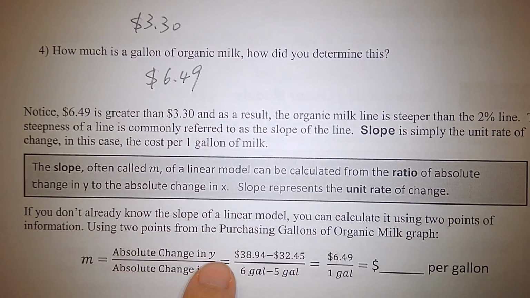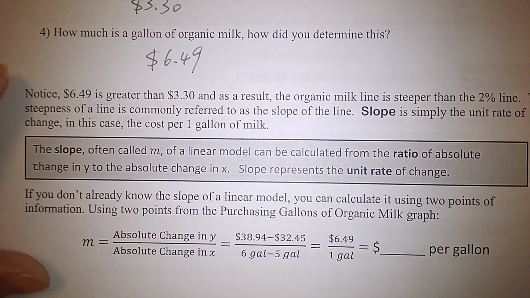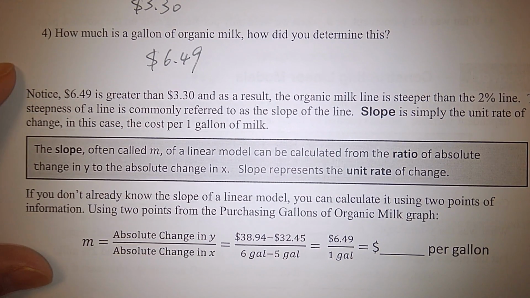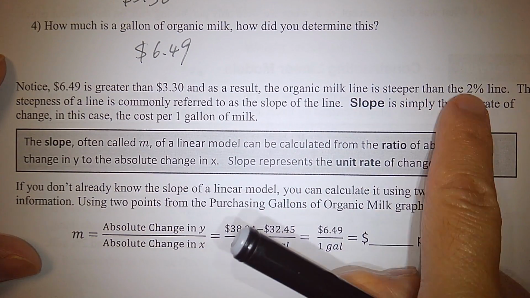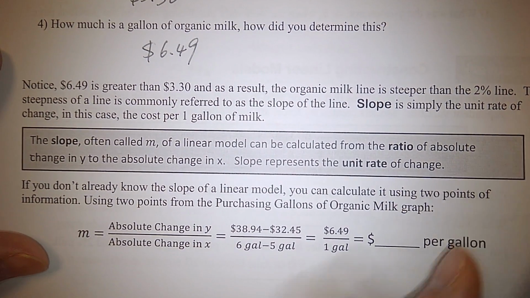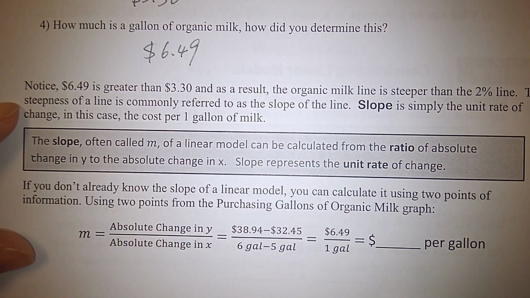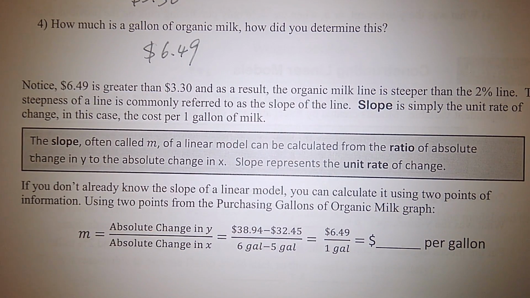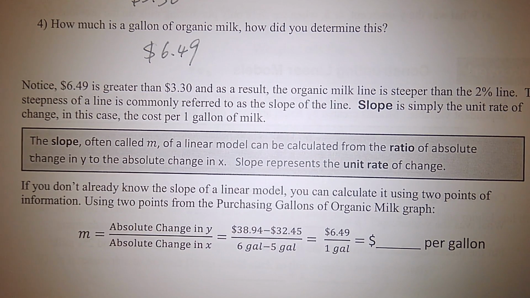Now I'm going to ask a volunteer to read the entire left part, left over from page 93. Whose turn? Armando? Yep. Notice 6.49 is greater than 3.30, and as a result, the organic milk line is steeper than the 2% line. The steepness of a line is commonly referred to as the slope of the line. The slope is simply the unit rate of change, in this case, the cost per 1 gallon of milk. The slope, often called m, of a linear model can be calculated from the ratio of absolute change in y to the absolute change in x. Slope represents the unit rate of change. If you don't already know the slope of a linear model, you can calculate it using 2 points from purchasing gallons of organic milk. Correct. Very good, thanks.